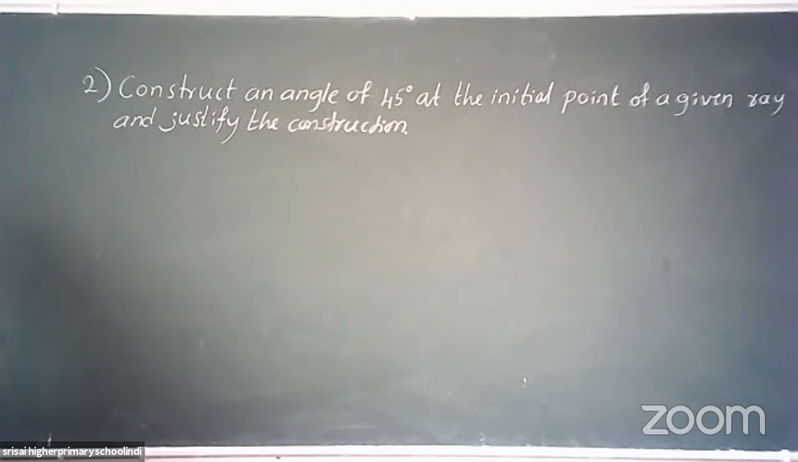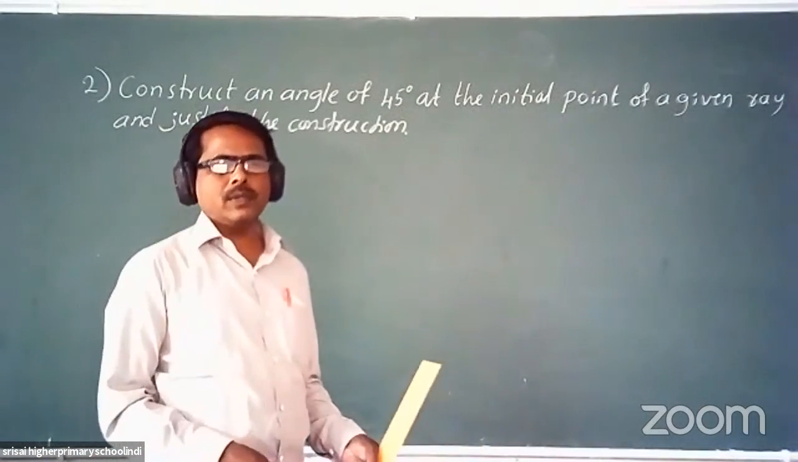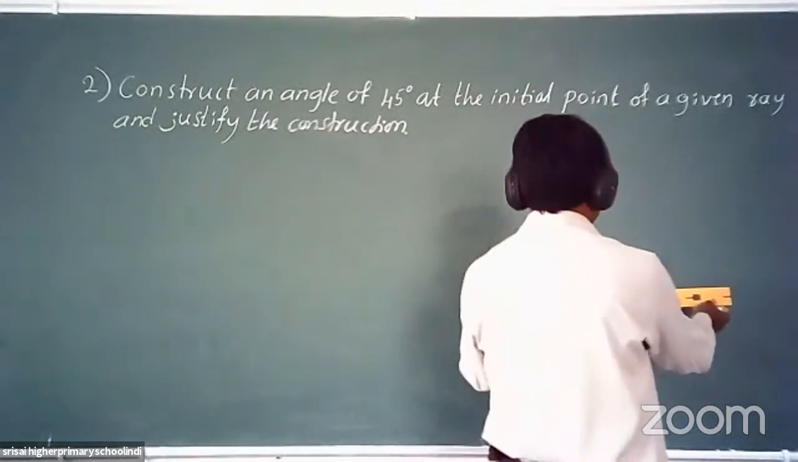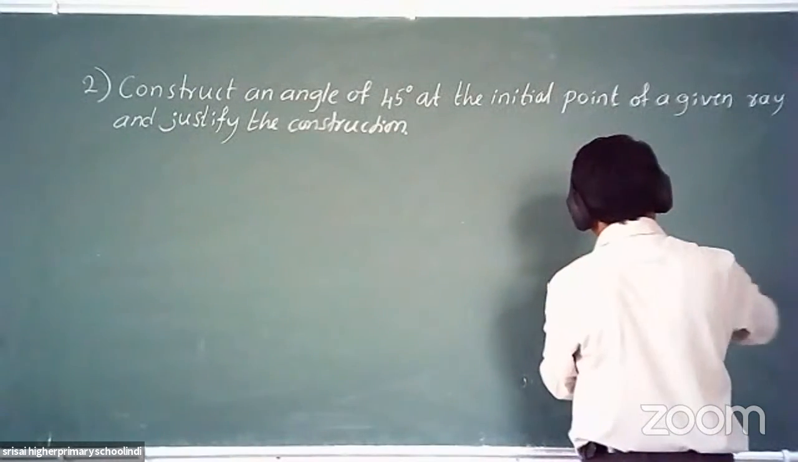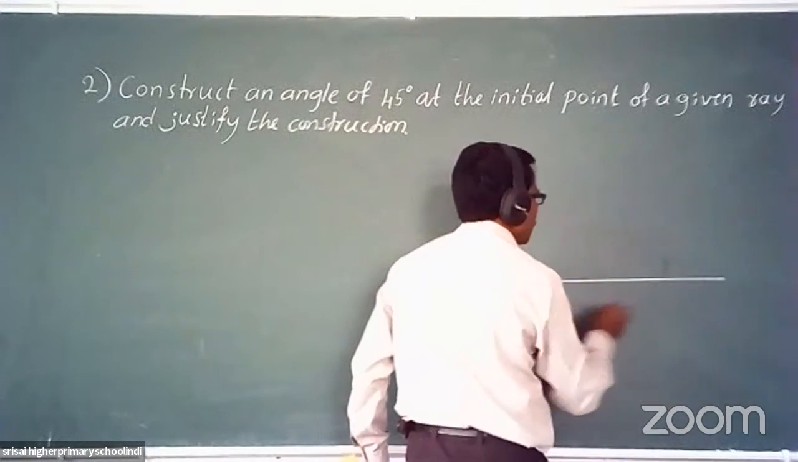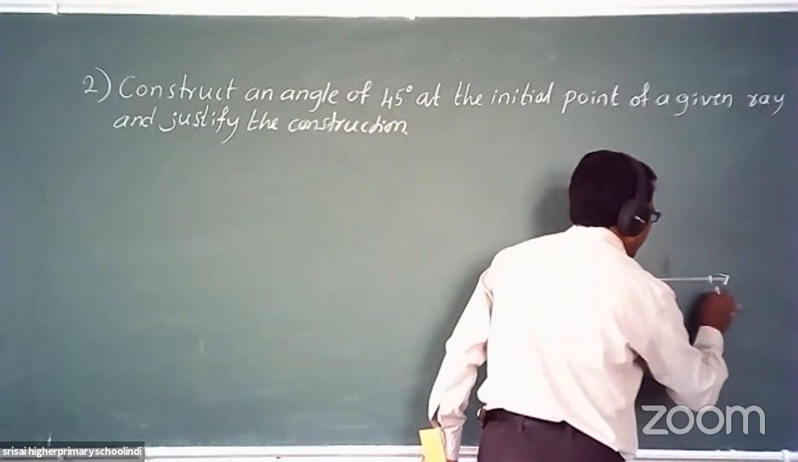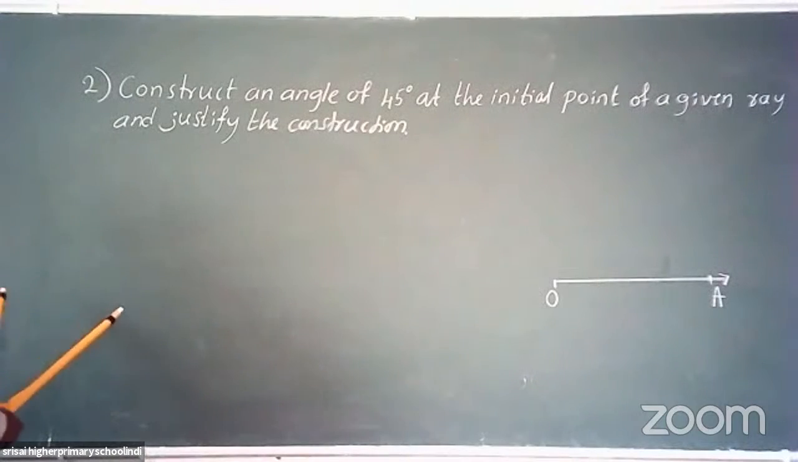Here, first we should construct a 90-degree angle, then we should bisect the 90 degrees. We should take half of 90, so half of 90 becomes 45 degrees. So first draw a ray. All of you draw a ray. Call this OA. If you draw a little bigger diagram, you will understand better.